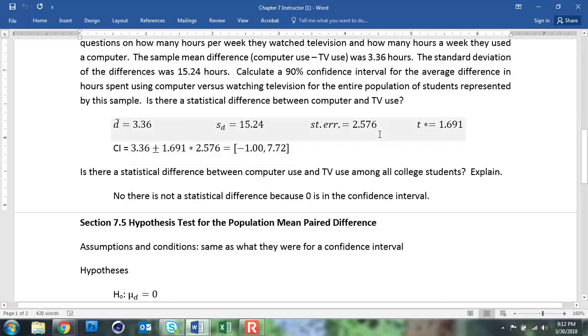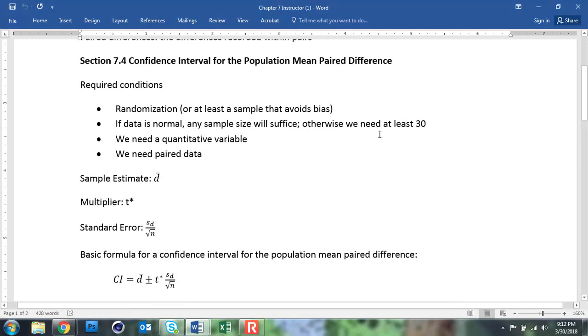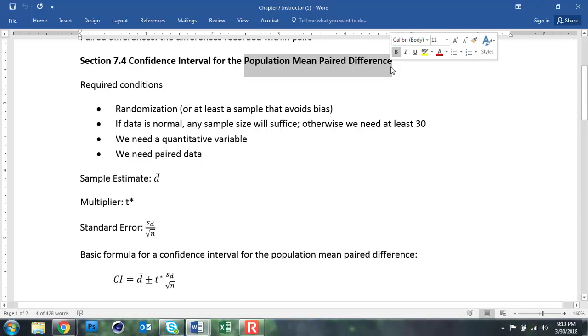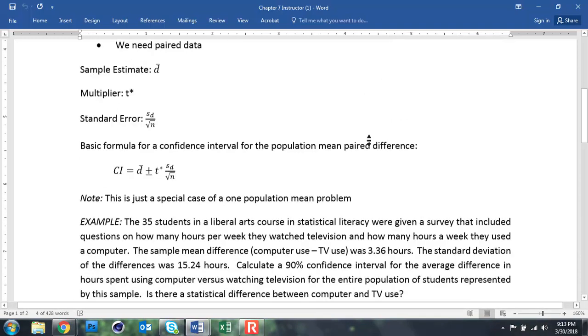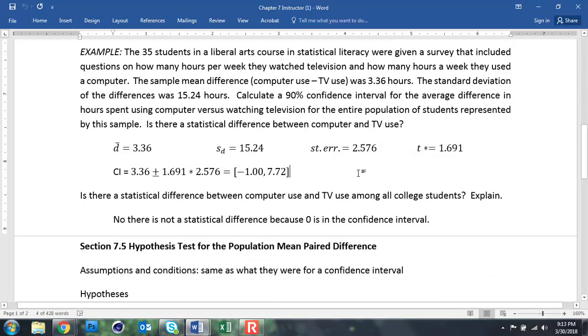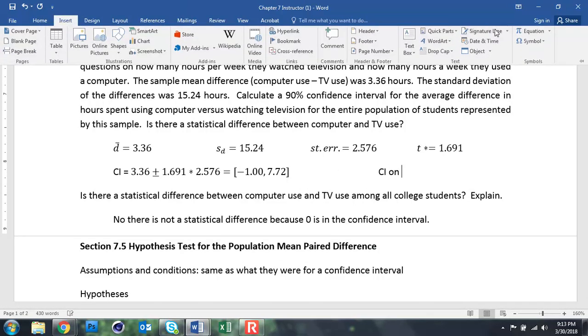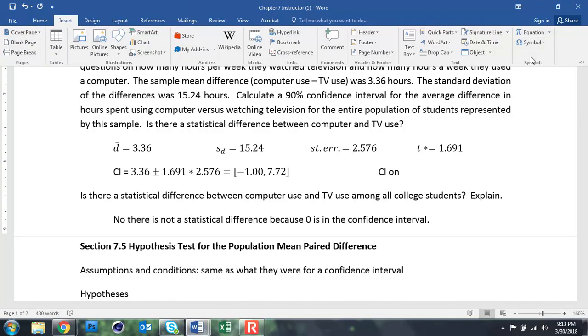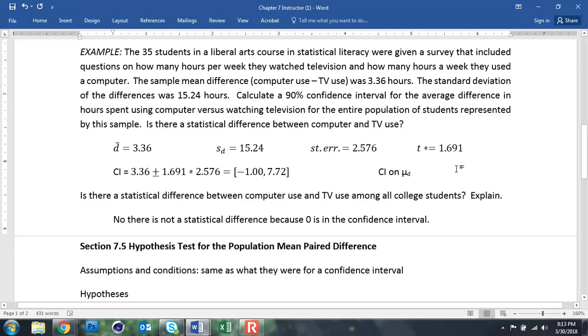I don't think I've defined mu sub d. Another piece of notation: what we're trying to do a confidence interval on is the population mean of paired differences. So mu represents our population mean, and sub d means differences. So we're finding a confidence interval on mu sub d. So we are pretty sure, we're 90% sure that mu sub d is between these two values.